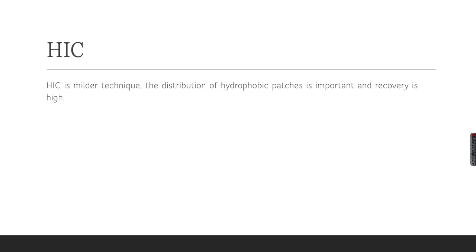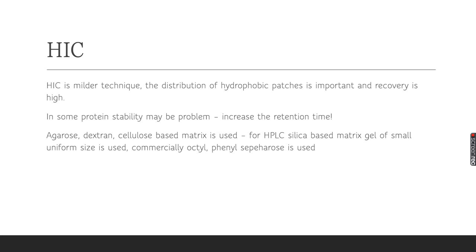Now HIC is a milder technique because the distribution of the hydrophobic patches is also very important, and the recovery is comparatively higher. In some proteins, stability may be a problem, so an increase of retention time may be required, because if I am using salt here, the stability of the protein can be a problem. So we need to know what salt concentration you use and what support matrix we are using. It can be agarose, dextran or cellulose based matrix for column based HIC.